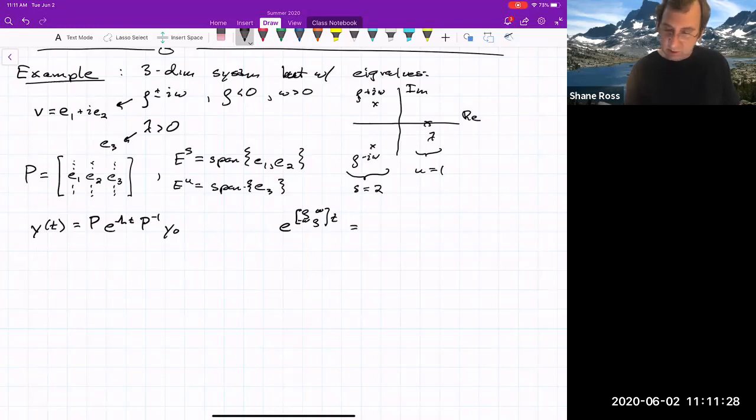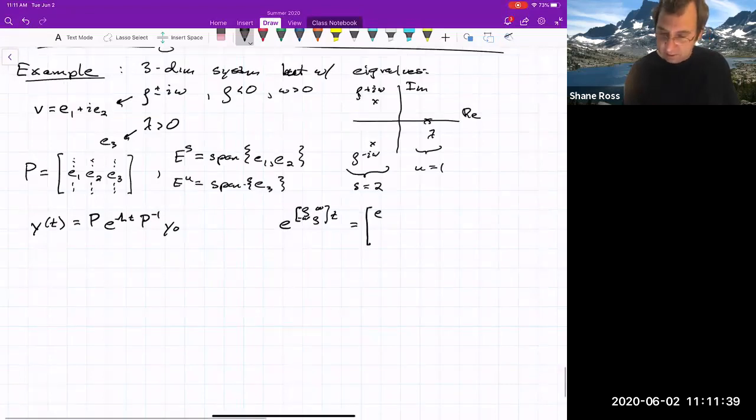This actually gives, if you work it out from that definition in terms of the Taylor series expansion, a 2x2 matrix: e to the rho t cosine omega t, e to the rho t sine omega t, minus e to the rho t sine omega t, e to the rho t cosine omega t.